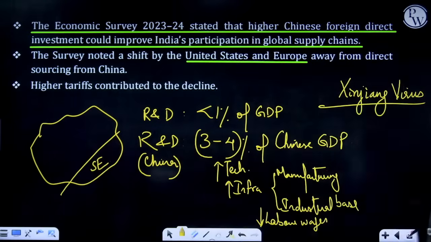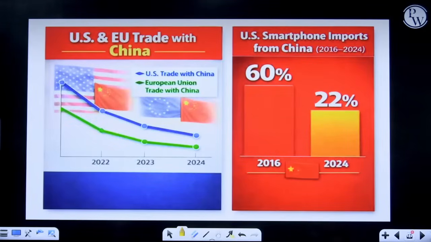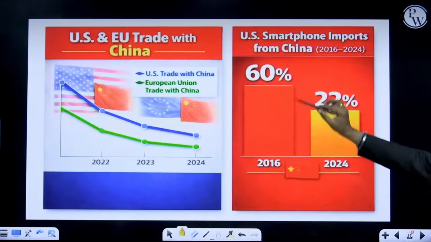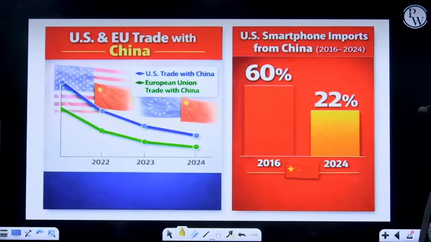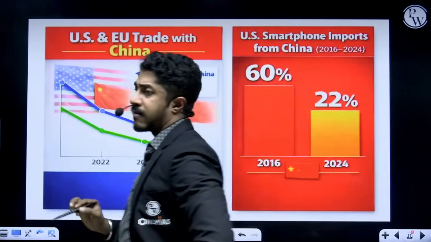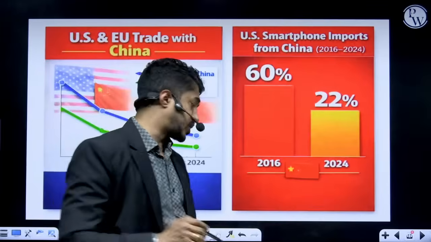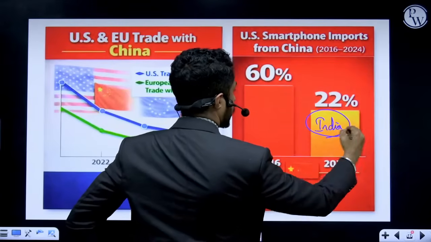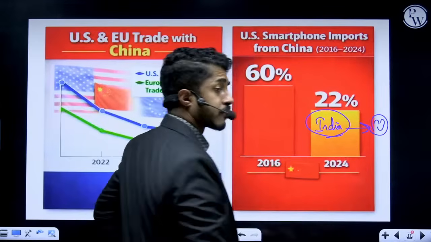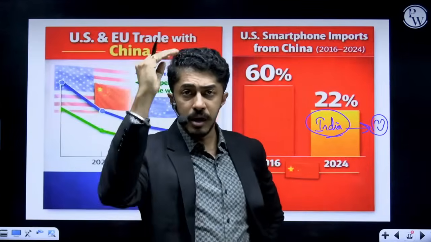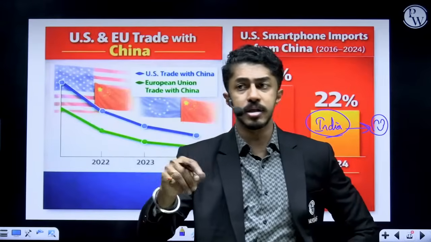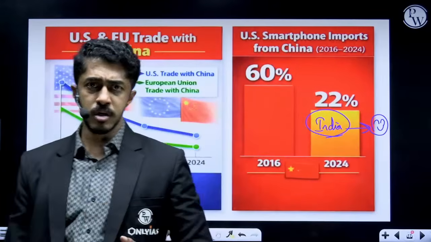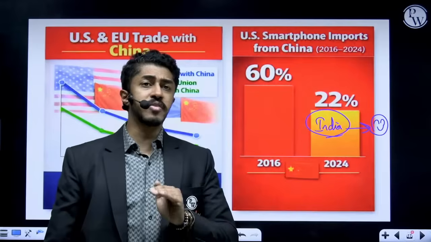Clear? Moving on. US and EU trade with China ever since that has been on the decline. US smartphone imports from China were around 60% in 2016, which came down to 22%. Whenever USA have had a rift with China or European Union have had a rift with China, it was always good news for India. India always used to sit and smile. Because if USA and Europe reduced their imports from China, means automatically they will increase their purchasing from India and other Southeast Asian nations. This used to continue. So for India, it was a win-win situation.